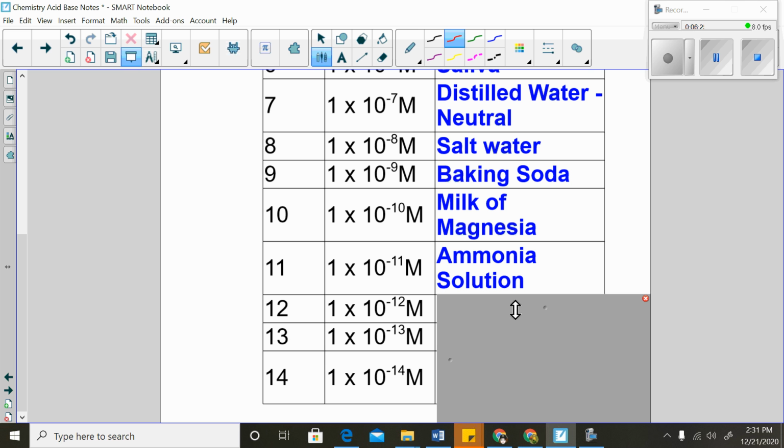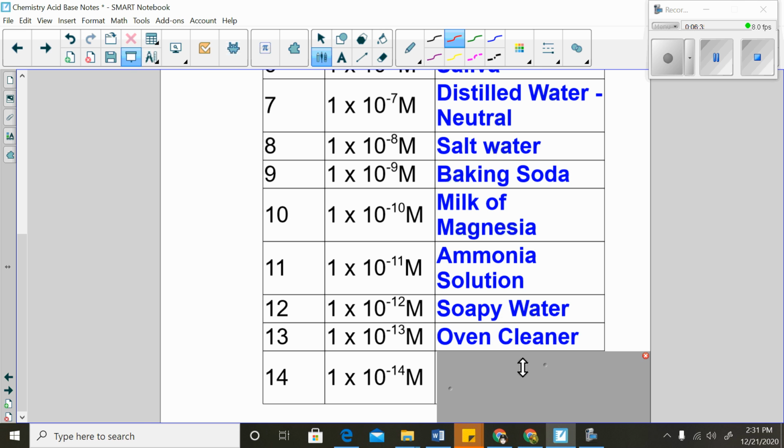11 will be an ammonia solution, which is a pretty strong cleaner for floors, for example. 12 would be stronger soapy water. 13 would be like an oven cleaner, which would have an even stronger smell. And then 14 would be something like Drano, which, you just drop it in the pipes and hope it works. Doesn't necessarily work all the time. You usually have to add more. It depends on the type of clog you have as well.